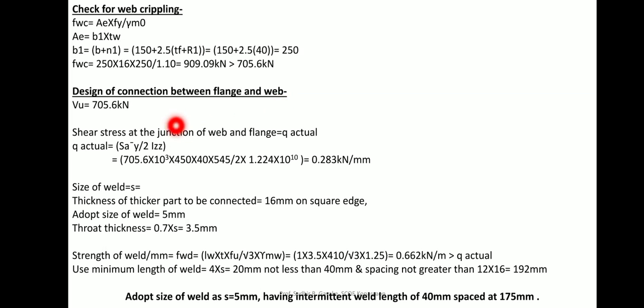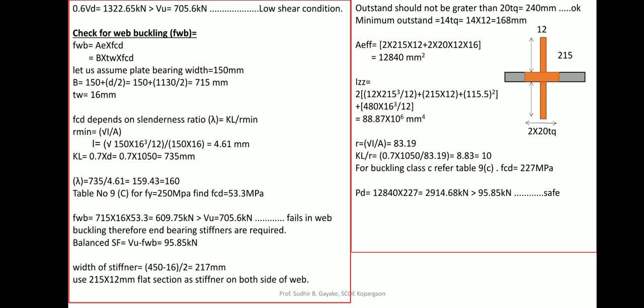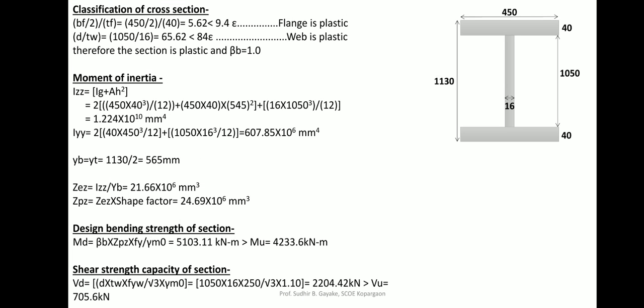So shear force is equal to 705.6 kilonewton. This is the maximum shear force for the cross section. So this was the cross section. You need to go for design at this particular junction. So shear stress is to be calculated at this junction.